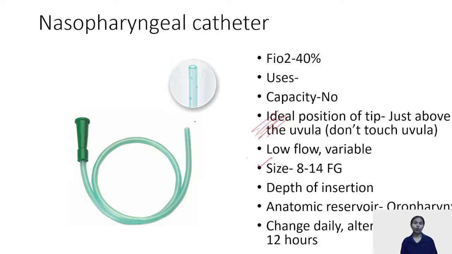As you can see, there is no capacity for it. It is low flow. It is variable. Various sizes of the nasopharyngeal catheter are present, like 8 to 14 gauge, and it is quite similar looking to your suction catheter. Even the nasopharyngeal catheter has an anatomic reservoir, which is your oropharynx. If I repeat it again, the nasal prongs have an anatomic reservoir, which is the nasopharynx, whereas the nasopharyngeal catheter also has an anatomic reservoir, which is your oropharynx.